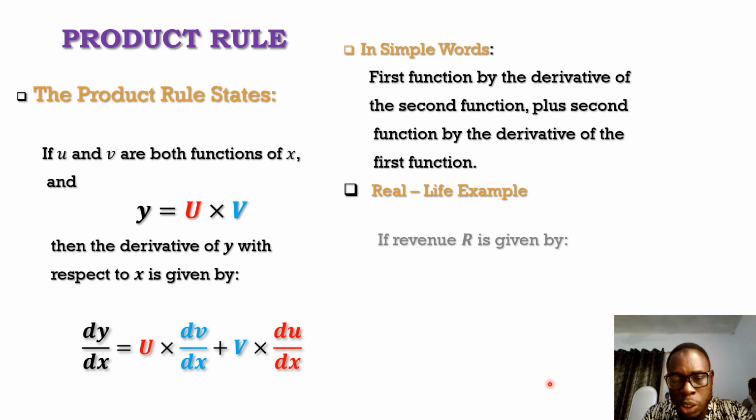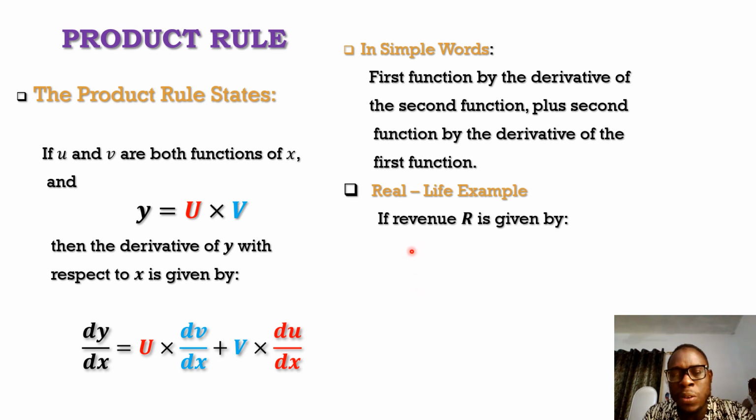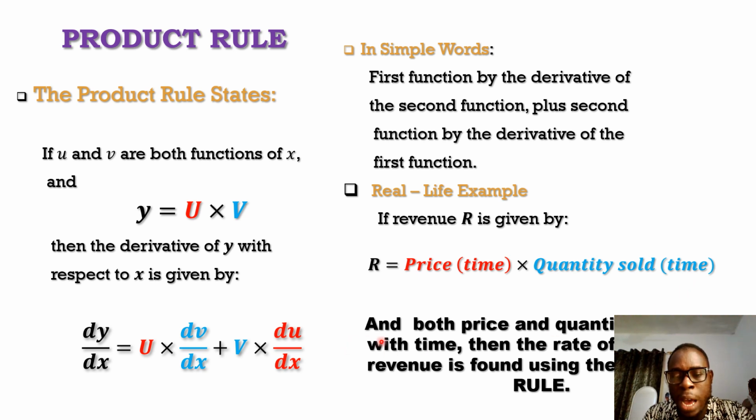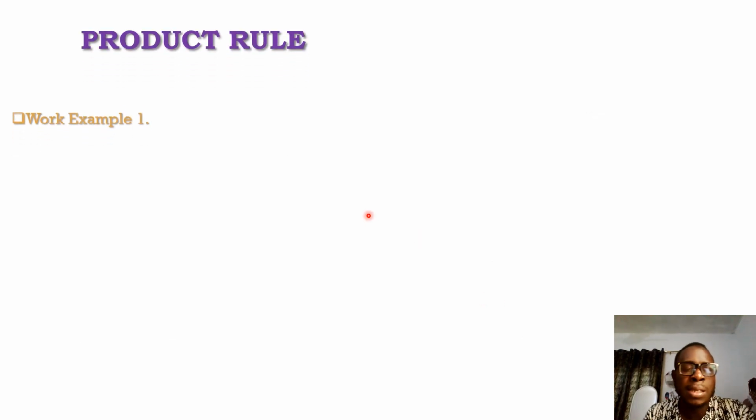So in a real-life situation, if R represents revenue and is given by R equal to price, which is a function of time, times quantity sold, which is also a function of time, then the rate of change of the revenue with respect to time can be found by using the product rule. So let's continue with an example of the product rule.